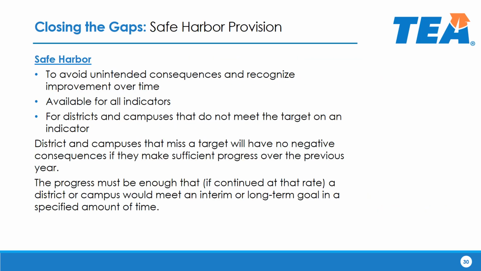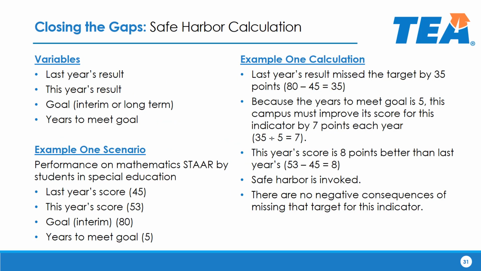So each of these indicators will have the option of safe harbor, the whole purpose of which is to avoid unintended consequences and also recognize improvement over time. It's available for all indicators, and it's available for districts and campuses that do not meet the target on any indicator. Basically, districts and campuses that miss a target will have no negative consequences if they make sufficient progress over the previous year. And the progress must be enough that if continued at that rate, a district or campus would meet an interim or long-term goal in a specified amount of time.